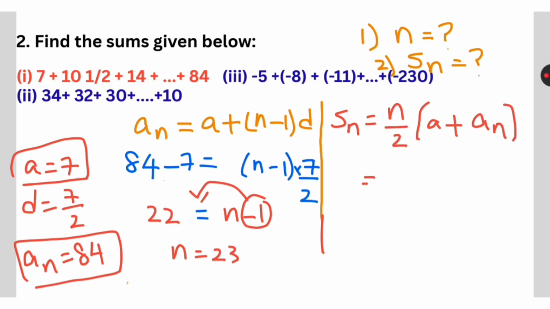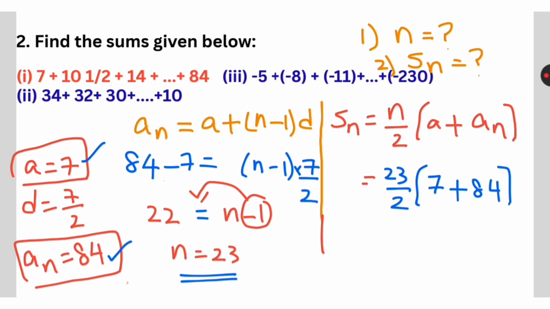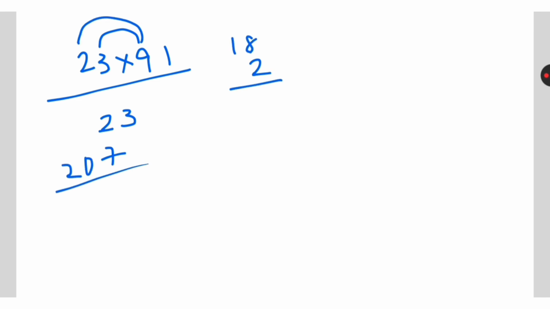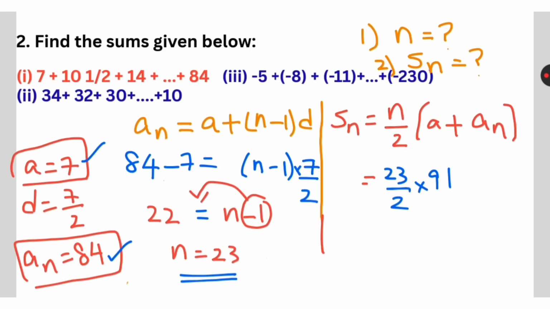What is n? Just now we found that it is 23. So 23 over 2 times, what is a? 7 plus what is an, which is 84. 84 plus 7 is 91. 23 times 91. So you need to do multiplication here. 1 times 3 is 3. 1 times 2 is 2. 9 times 3 is 27. Then 9 times 2 is 18. 18 plus 2 is 20. Then we are going to get 2093. So here we are going to get 2093, and still we have to do division by 2.